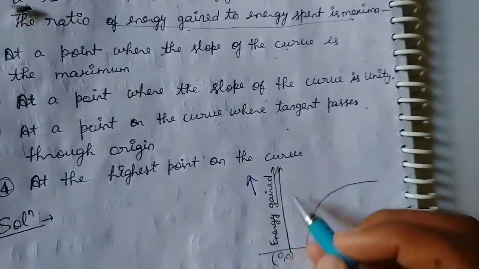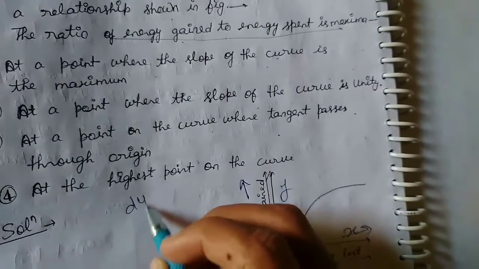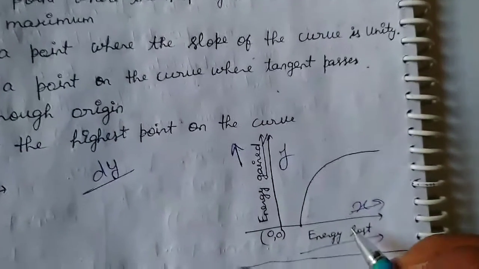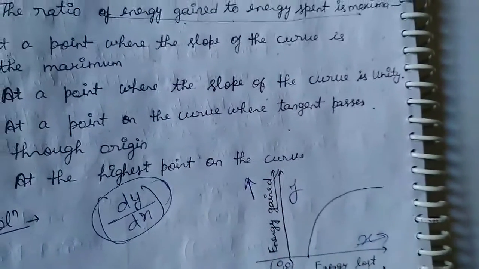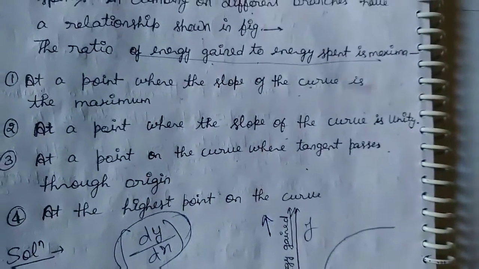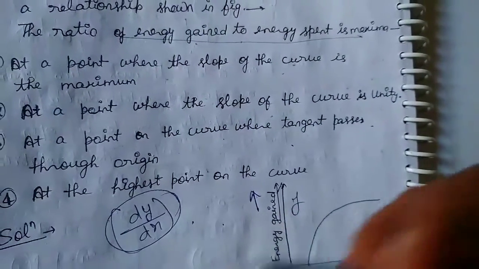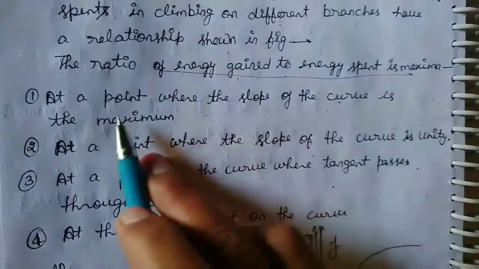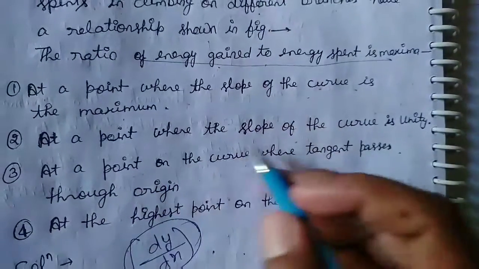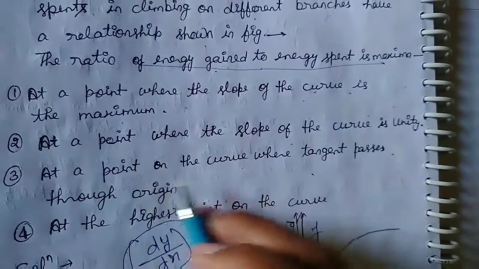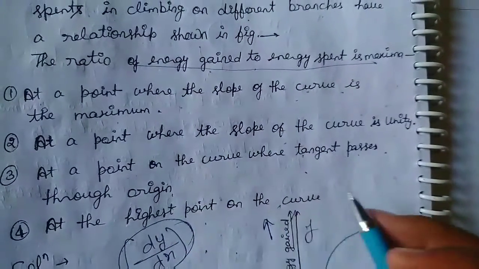Suppose this is the y-axis and this is the x-axis, and energy gained is dy and energy lost is dx. So it is nothing but a slope, and you have to find at which point this slope will be maxima. The answers are: at a point where the slope of the curve is the maximum, at a point where the slope of the curve is unity, at a point on the curve where the tangent passes through the origin, at the highest point on the curve.